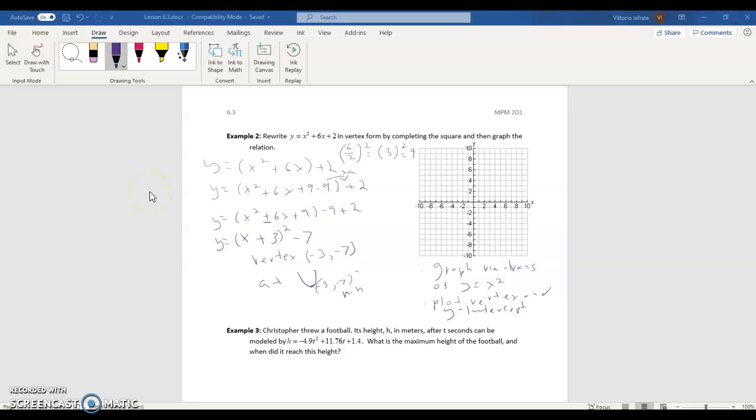This is 6.3 part 2. We're going to finish off the question over here, example number 2 that we had started. We had completed the square to find the vertex, and then we were asked to plot this graph here. And we saw there's different methods to do it. You can graph it by doing translations of y is equal to x squared.